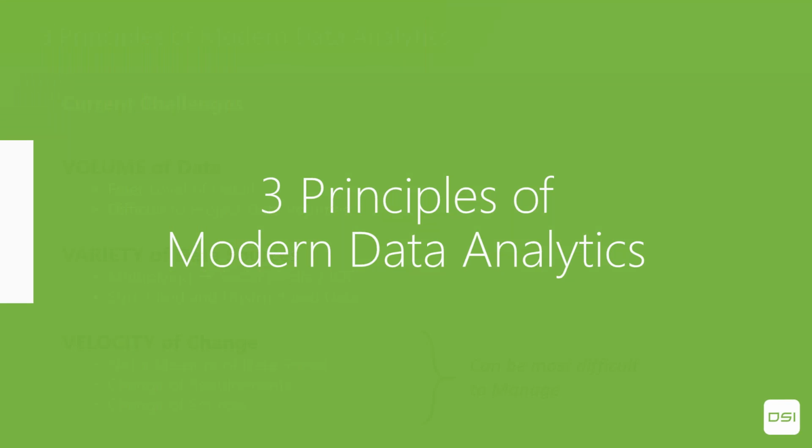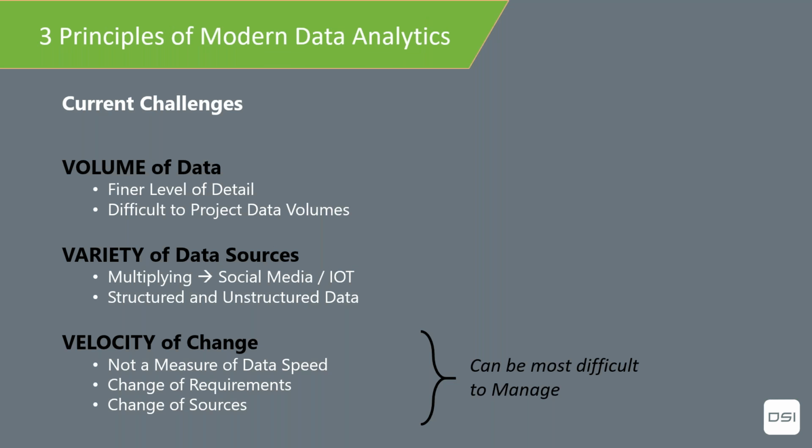So my perspective on the 3 principles of modern data analytics is a bit of a twist on the 3 V's of big data in terms of volume, variety, and velocity. So from a volume perspective, we're finding that we're getting a much finer level of detail on the transactions. So in addition to more transactions, it's a bit more of the variety side. Even the data we've got, we're capturing at a much more granular level of detail, and that's really expanding the volumes of our data. And one of the challenges with that is we're finding it very difficult to project data volumes out into the future because data is growing so quickly.